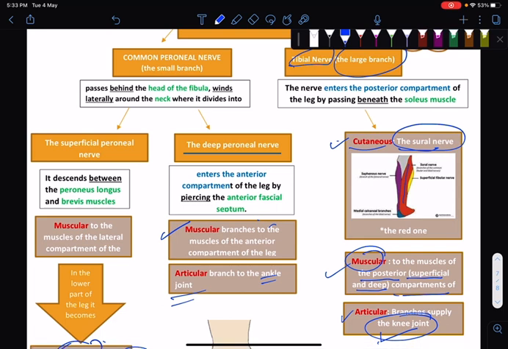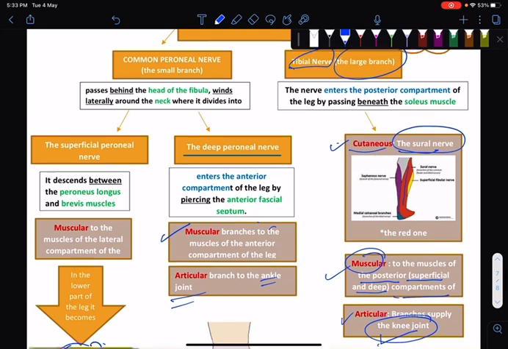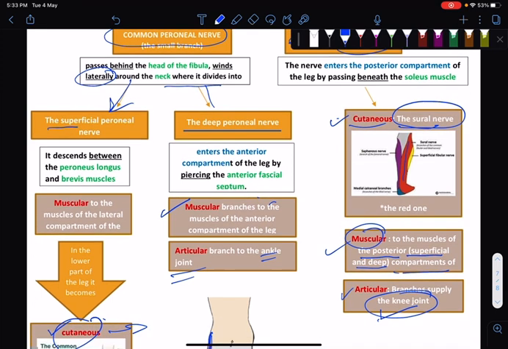نروح للsuperficial peroneal nerve. الsuperficial peroneal nerve, it descends between the peroneus longus and brevis muscles. إذن lateral of the neck of the fibula بينقسم common peroneal nerve لـ deep وكمان superficial. هلا superficial, it descends between the peroneus longus and peroneus brevis muscles which is the lateral compartment of the leg.